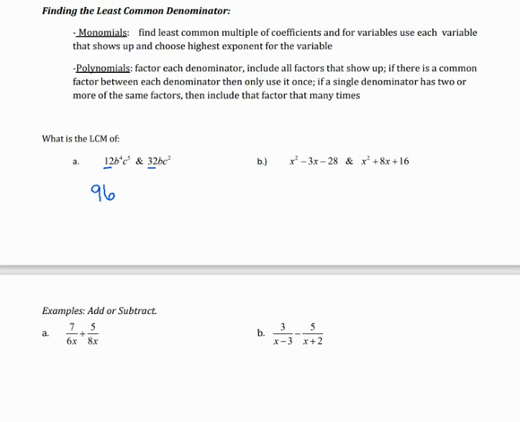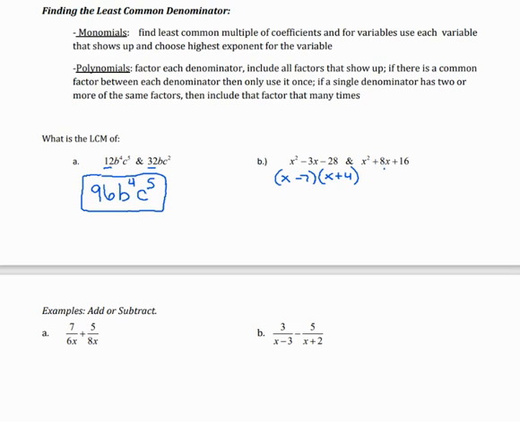And now I look at my variables. They both have a b, so I have to include that, and the highest power is 4, so I have b to the 4th. They also both have c's, so we include that, and the highest power is to the 5th. If one of them had a d, then make sure to include the d as well. If one of them has an e, then include that one. Okay, so there is our least common multiple or denominator. Okay, let's look at b. This time around, we have 2 polynomials, so we have to factor each. The first one would become x minus 7 and x plus 4.